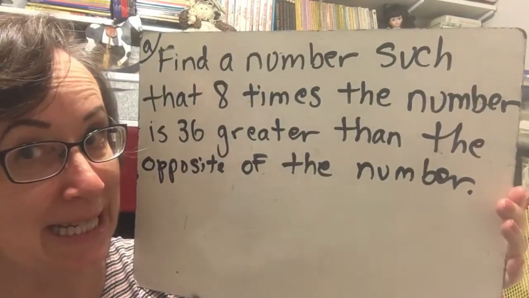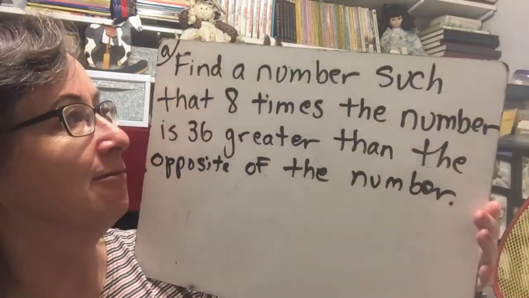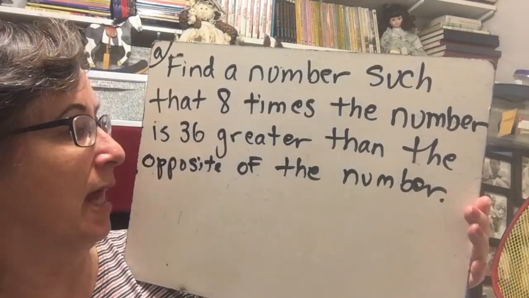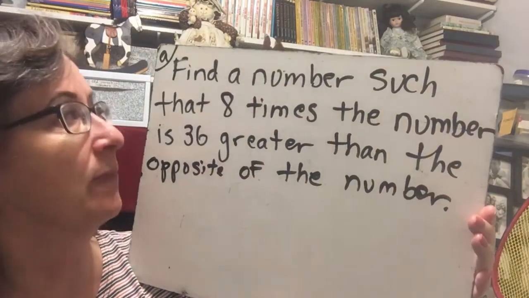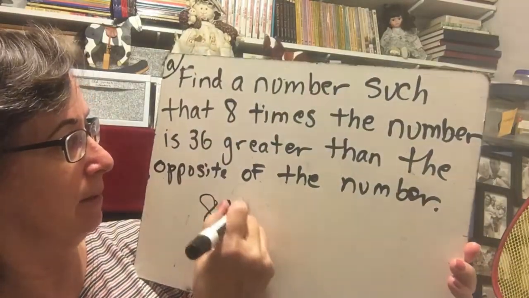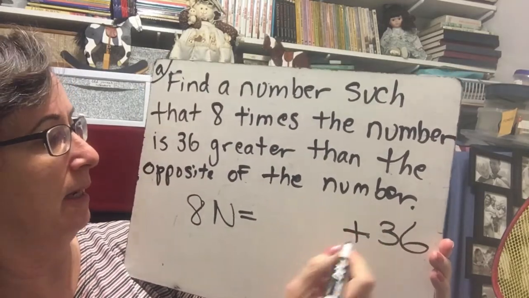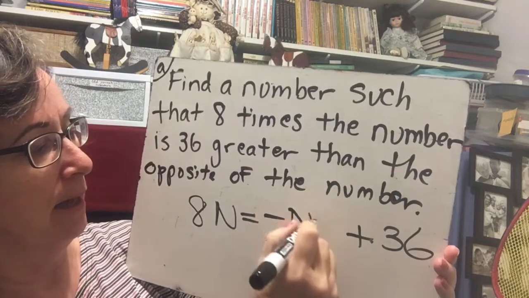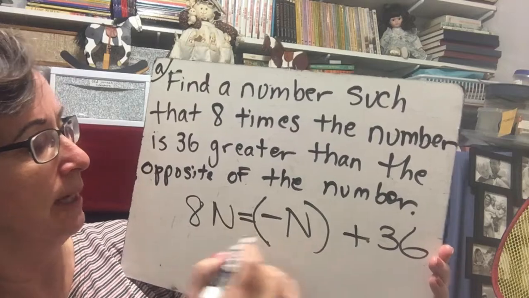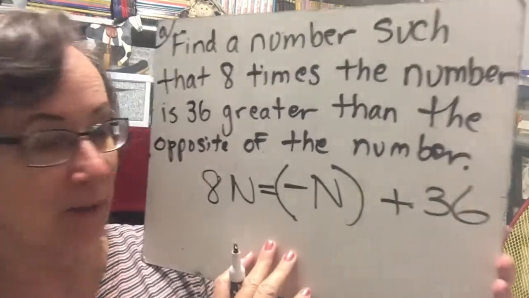Okay, this is your first practice. So I want you to read it, copy it down, and pause your video. Find a number such that 8 times the number is 36 greater than the opposite of the number. I think we have it copied correctly.